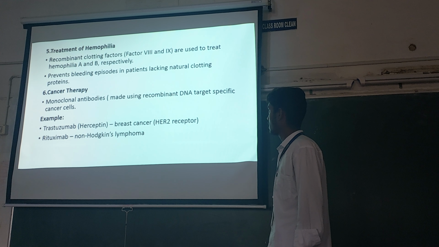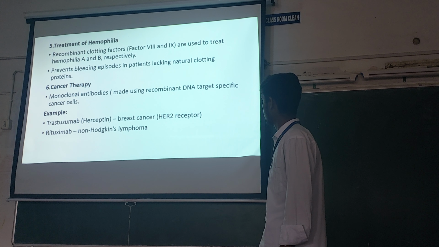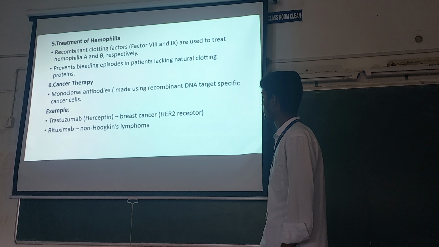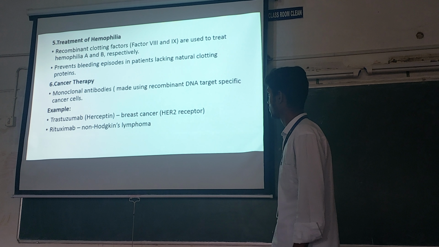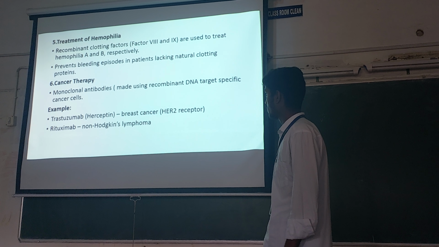Fifth application: treatment of hemophilia. Recombinant protein factor 8 and factor 9 are used to treat hemophilia A and B respectively. This prevents bleeding episodes in patients lacking natural proteins.